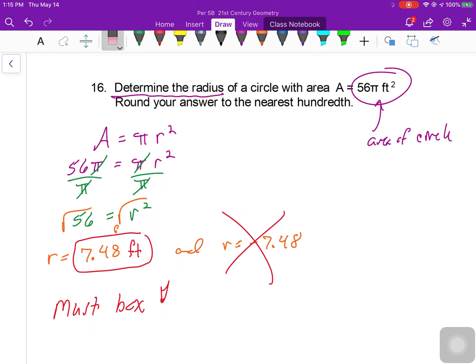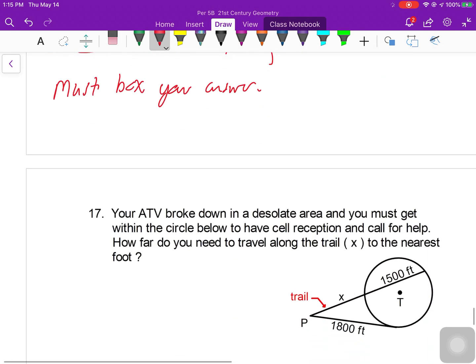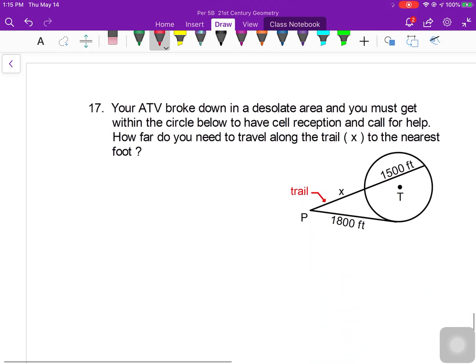And don't forget the units. It's in feet. So you must box your answer. One last problem on the review, and then you'll be all done with the video.